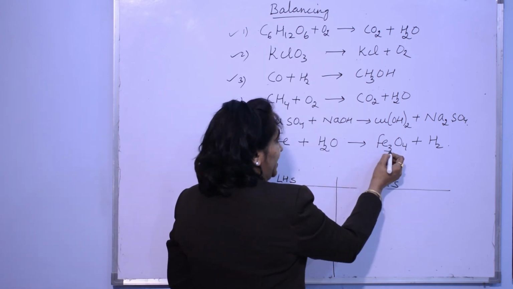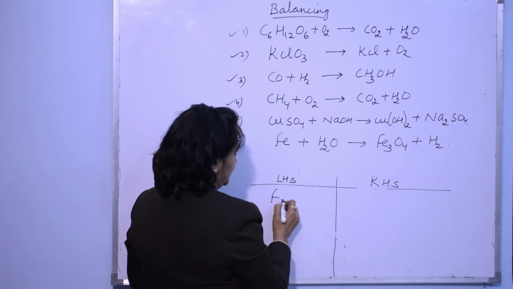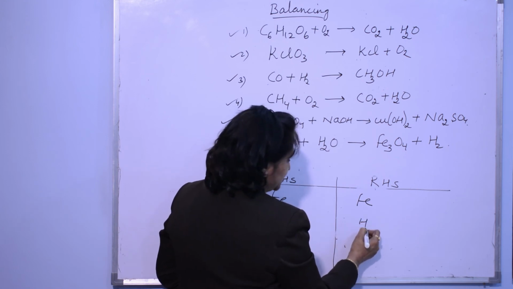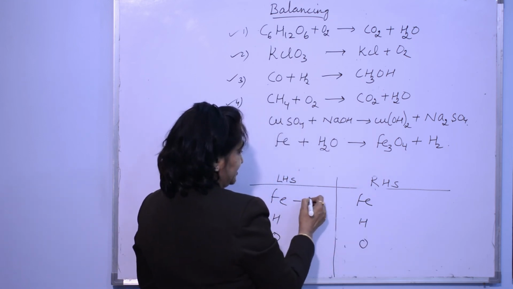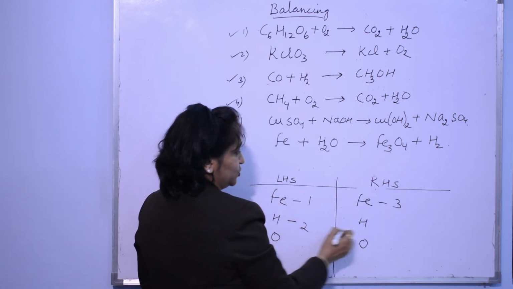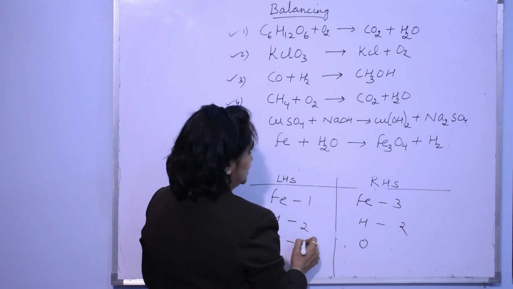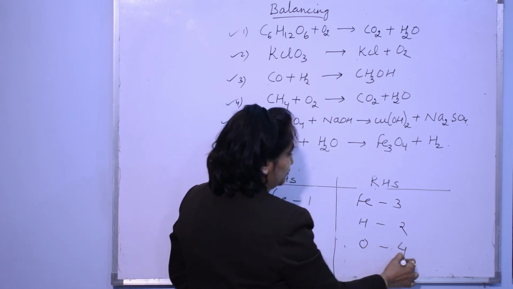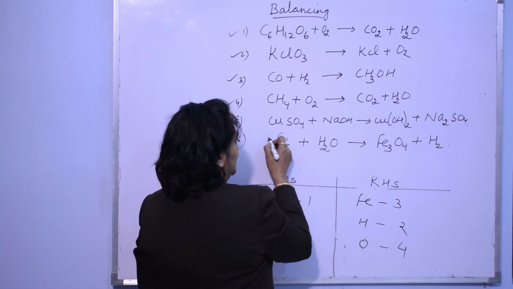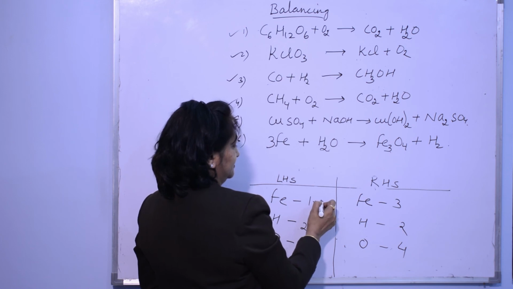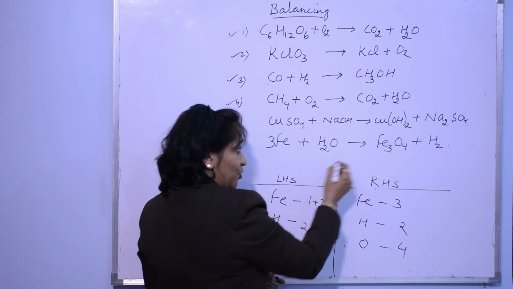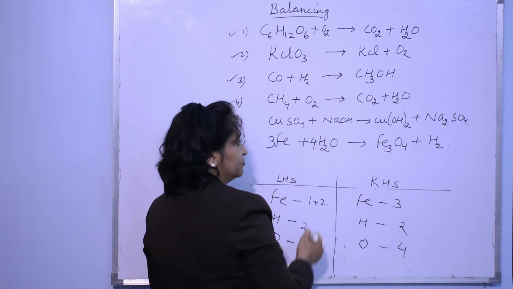So Fe3, let us put the atoms over here, iron, hydrogen and oxygen. Left side it is 1, right side it is 3. Can you see here 3? Hydrogen is 2, hydrogen is 2, oxygen is 1 and here oxygen is 4. So what do you have to write? Iron is 3, so make it as 3. 1 plus 2, that makes it 3. Oxygen is 4, so you have to put here 4.